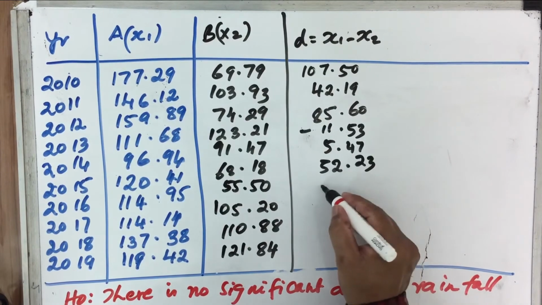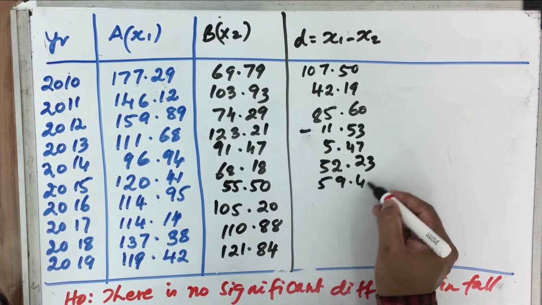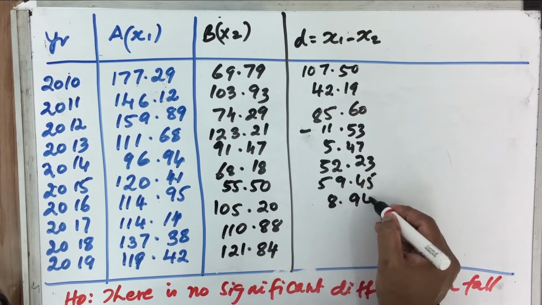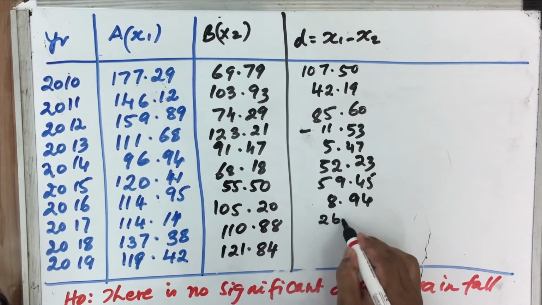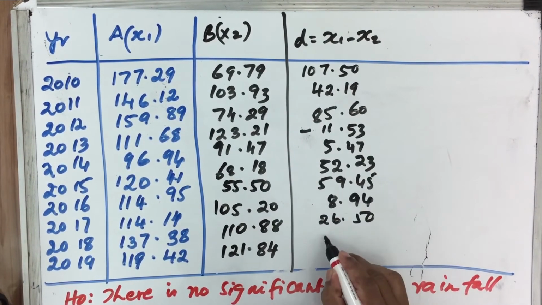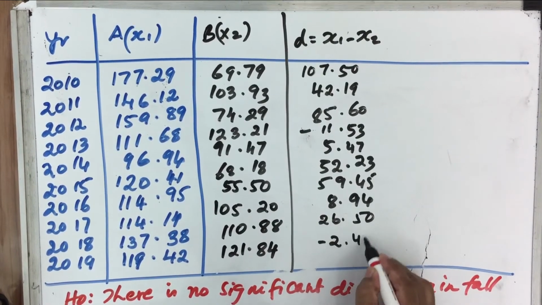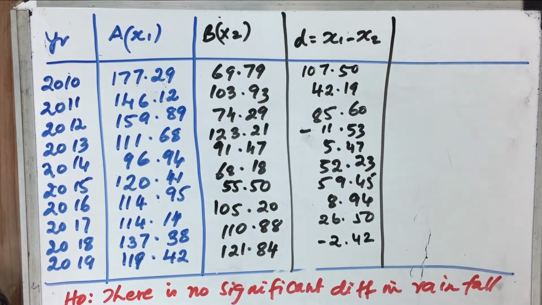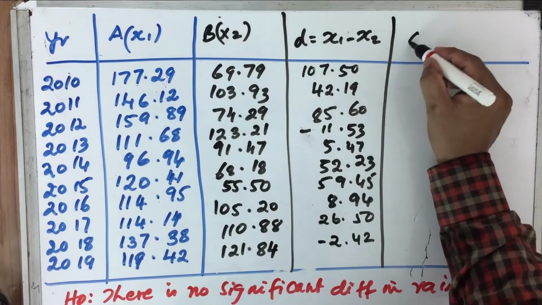This is 52.23. This is 59.45. This will be 8.94. This is 26.50, and finally it is minus 2.42. So we got that value in the D we got. Now we need to find the D square.